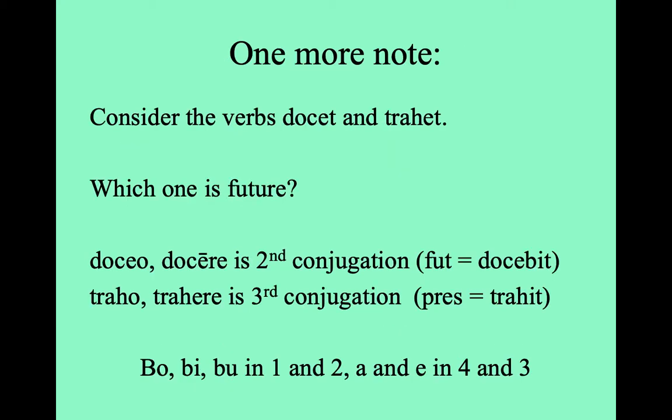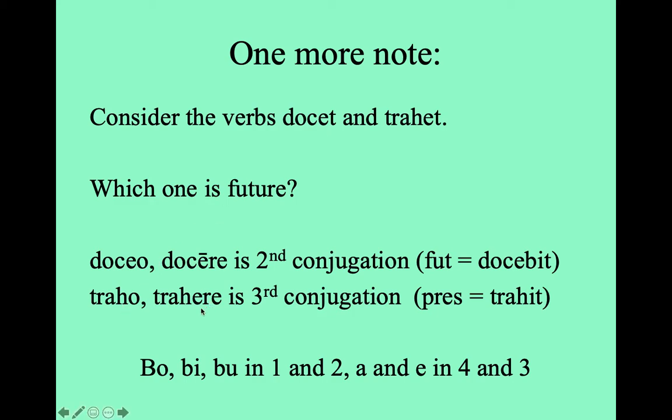One more note. Consider these two verbs, docet and trahet. They look the same. Are they both future? Well, they have the et. Only one of them is future. Take a look. Doceo, docere is a second conjugation verb, which means its future tense is bibispit, bimispitis bunt. Docebit would be the future. Docet is just the present tense, he teaches.